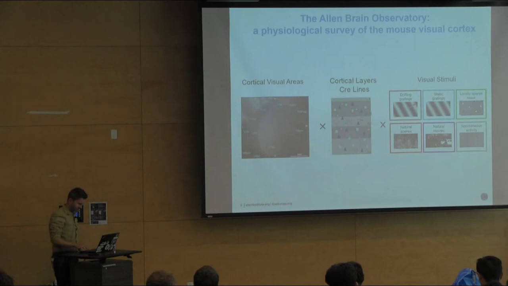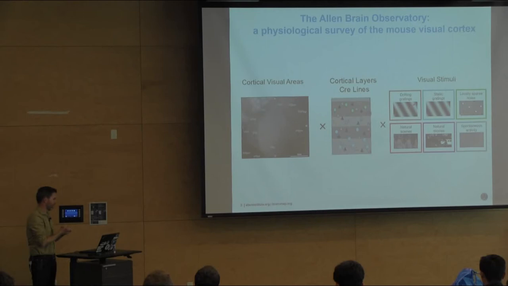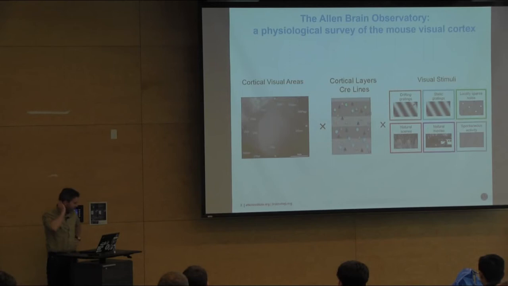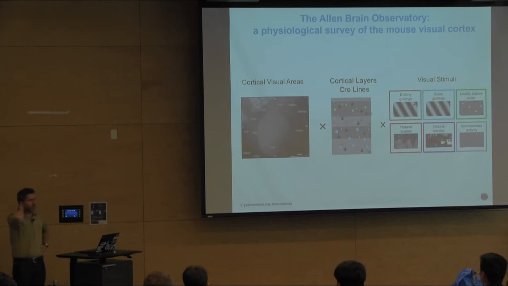So I'll give you a little overview of the Allen Brain Observatory, what exactly the data is, what's in it, and then we'll try to do a live demo and dive into some of the data on AWS. So the Allen Brain Observatory is a comprehensive physiological survey of mouse cortical activity.